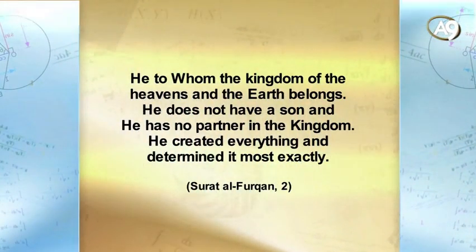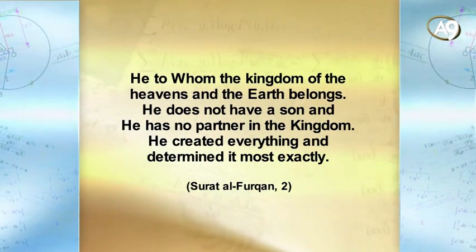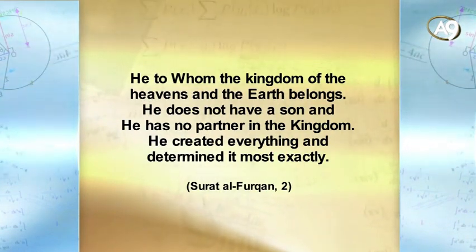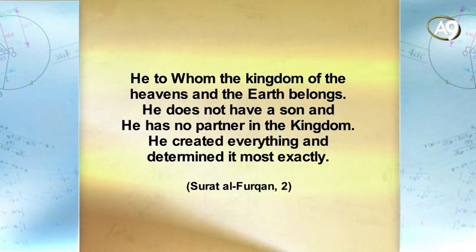He to whom the kingdom of the heavens and the earth belongs, he does not have a son, and he has no partner in the kingdom. He created everything and determined it most exactly.